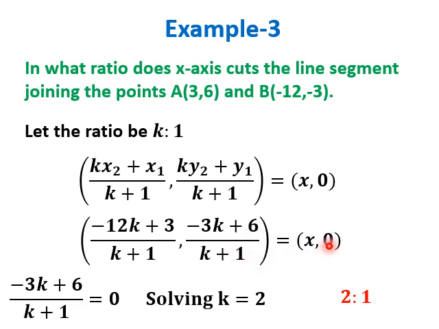Now since y is 0 at the x-axis, this particular value goes to 0. So (-3k plus 6) by (k plus 1) equal to 0. Cross multiplying, the k plus 1 will go there and become 0. So -3k plus 6 equal to 0. On simplification, k will be 2. So the required ratio is k:1, that is 2:1. In case it is required to find the point of intersection, then we can substitute k equal to 2 in this particular part. So -12 into 2 is -24, plus 3 is -21, by 3, which is -7. So the point of intersection of the x-axis with this line segment will be at (-7, 0).